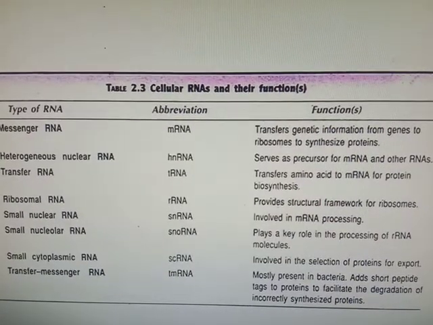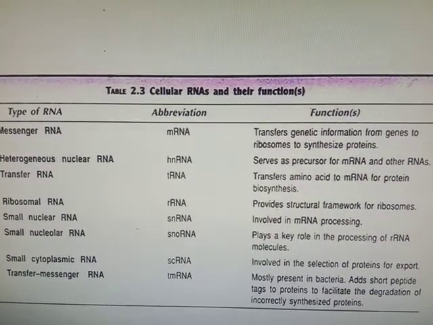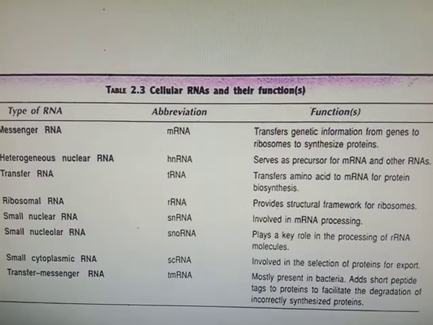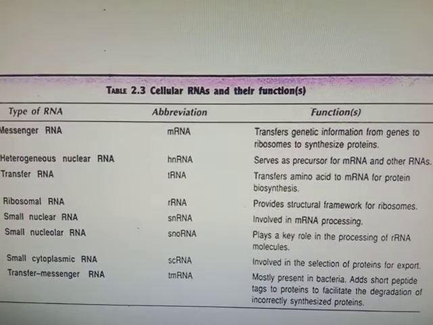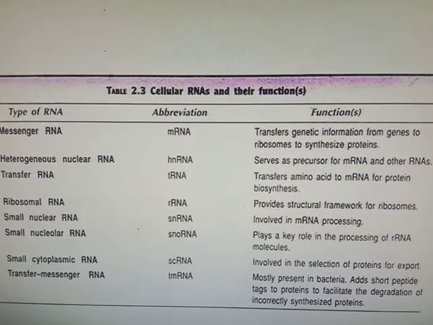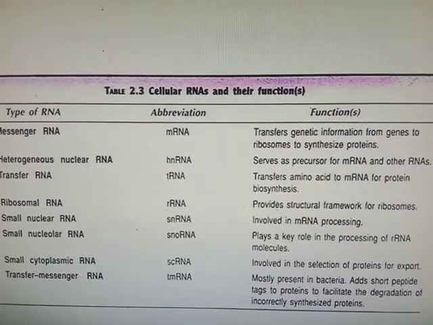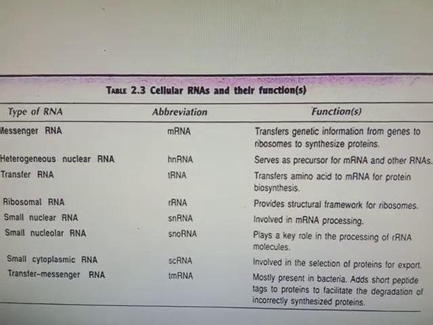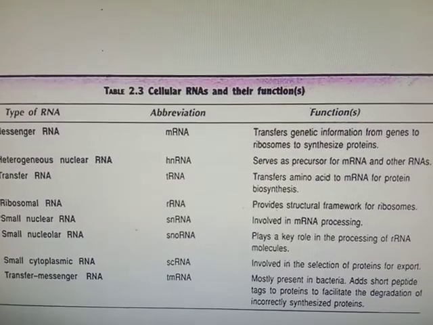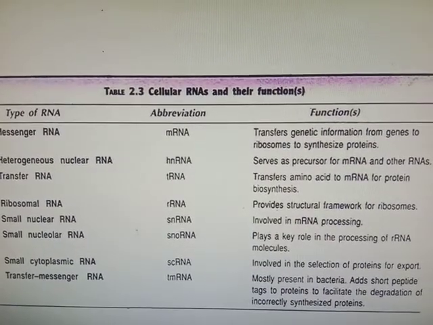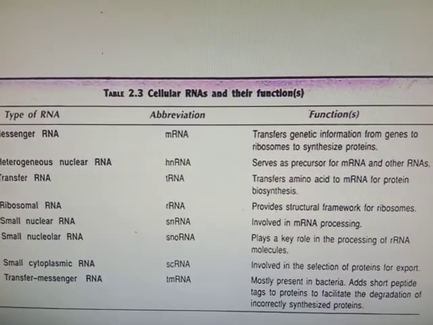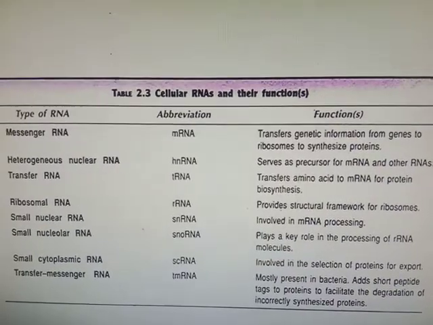Then small cytoplasmic RNA is involved in selection of protein for export and helps in the transport of export. Then transfer messenger RNA, also called tmRNA, is mostly present in bacteria and adds a short peptide tag to proteins for the facilitation of degradation of incorrectly synthesized protein.